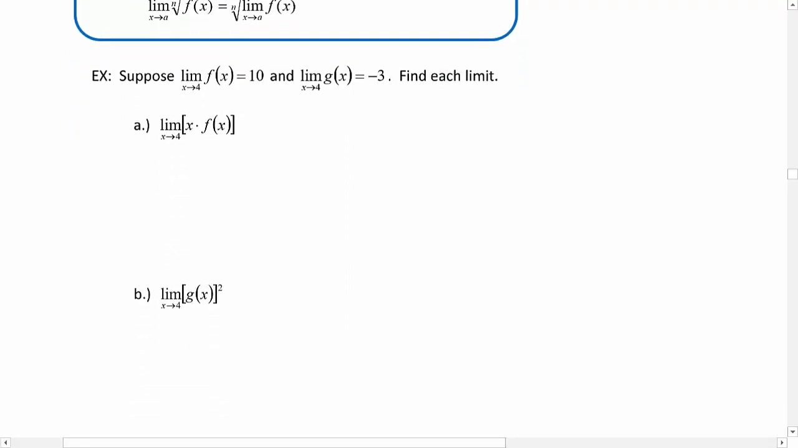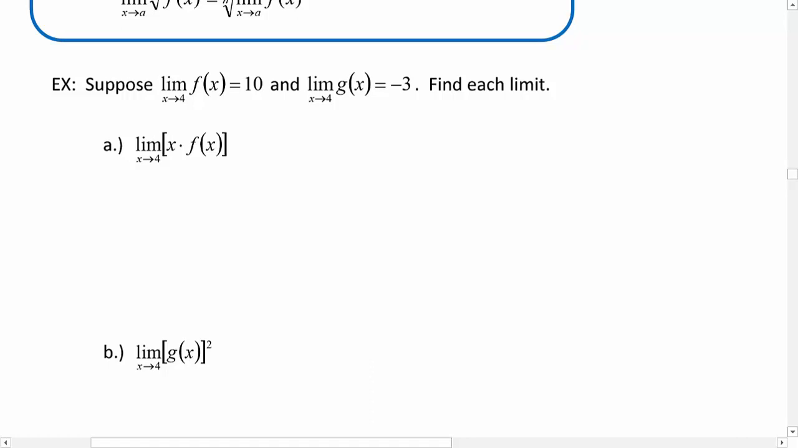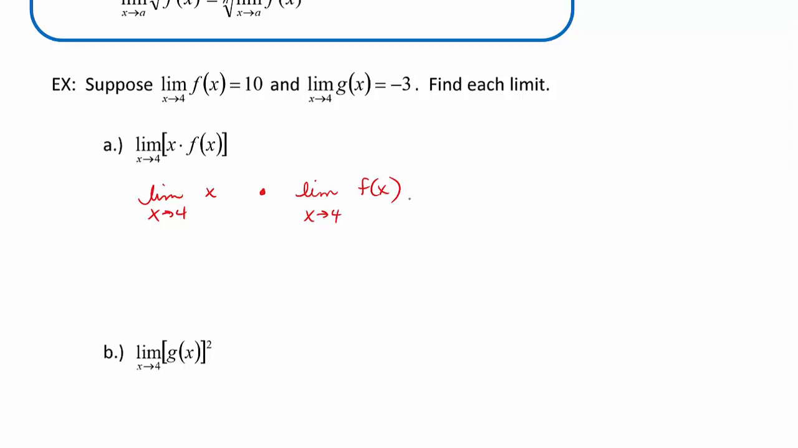Let's suppose that the limit as x approaches 4 of f of x is 10, and the limit as x approaches 4 of g of x is equal to -3. We want to start by finding the limit as x approaches 4 of x times f of x. Here we're going to use our product rule. This becomes the limit as x approaches 4 of x times the limit as x approaches 4 of f of x. Now I know it's a pain to write this limit as x approaches whatever over and over and over again, but you have to. You absolutely have to.